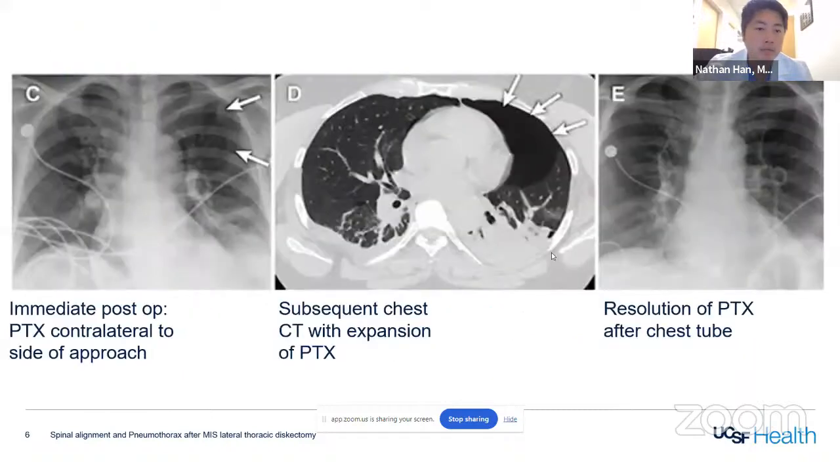And this is an example of one of the patients. Actually, one of the patients had a contralateral large pneumothorax after the procedure, which was not related to the procedure itself, but it was also resolved with the insertion of a chest tube.